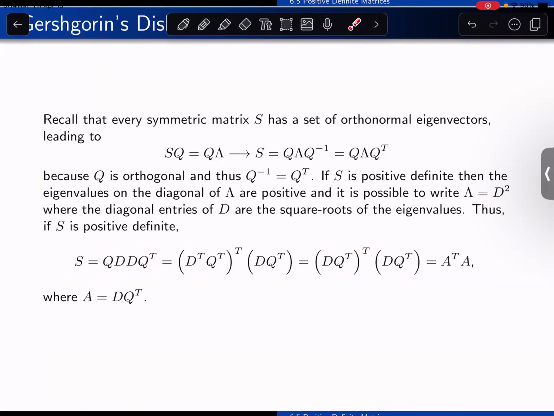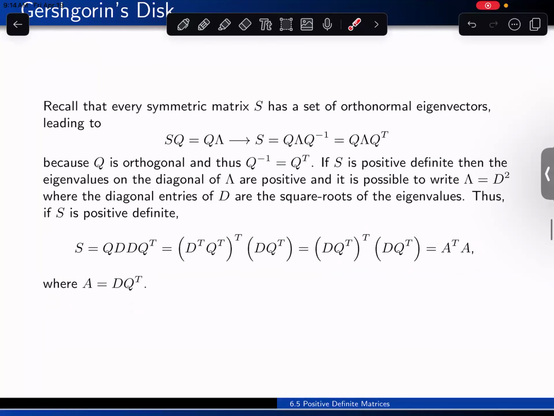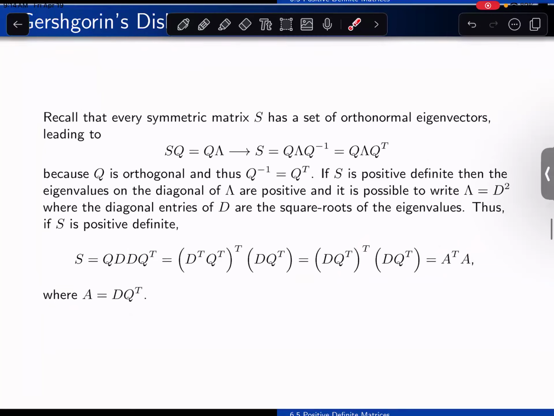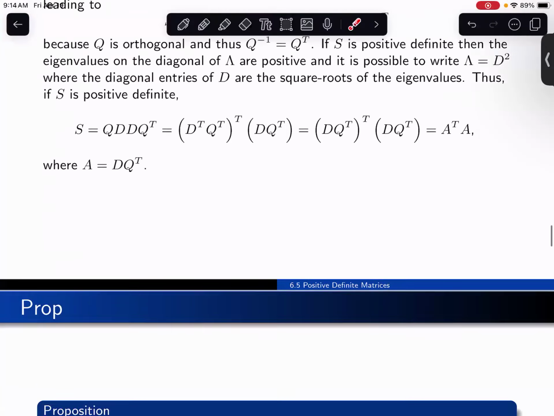So if you let A be equal to D times Q transpose, it tells us that S is equal to A transpose times A. Which, I mean, well, who cares that we can write S in this way? But it'll be useful for certain proofs and certain propositions, like the next one we're going to talk about. Any questions about this slide before moving on? Okay, it should be pretty intuitive, right? We're just using diagonalization again.